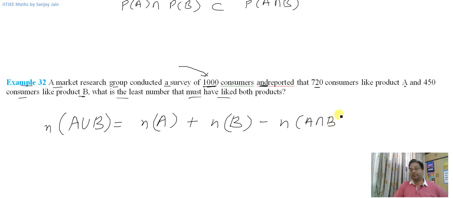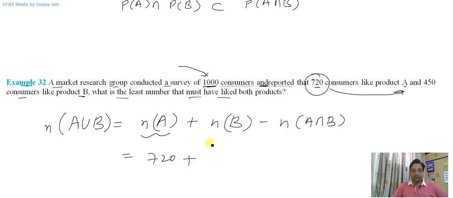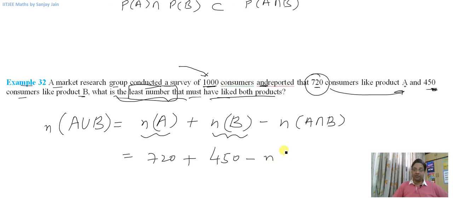See, the number of customers who like product A is 720, so I write 720 here. The number of customers who like product B is 450, so I write it here. And what is the least number? It is asking for the least number, not the exact number, that must have liked both the products. So let us keep it like this only.